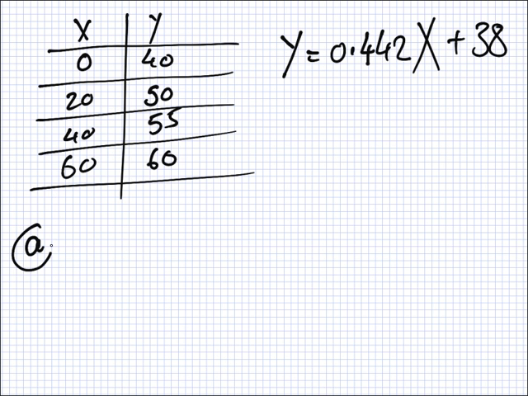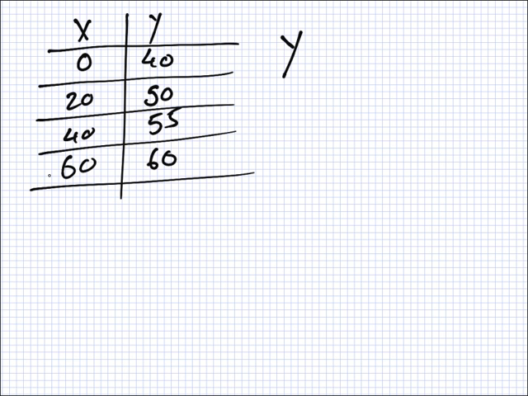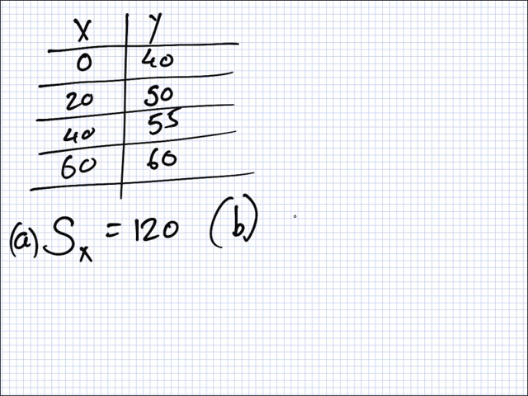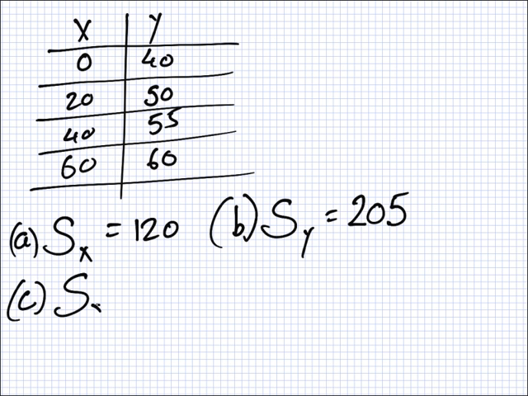So, the first thing I'll calculate is big S. Actually, I'm just going to delete that line for a moment. I'll write it here. Big S x. So this one here, what am I meaning? Sum of the x, which in this case is 120. Okay, B. Let's get big S y. So what was that? 205, wasn't it? That's it for this part. C. Let's get big S xy.